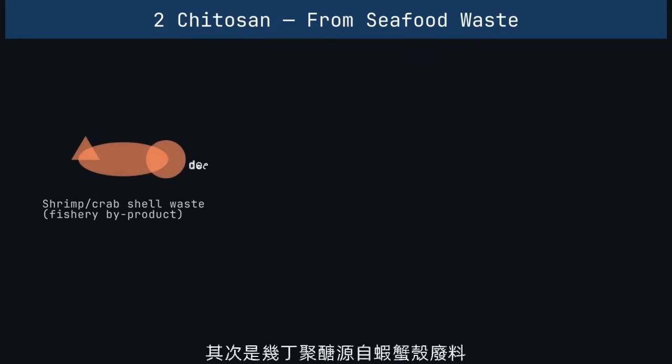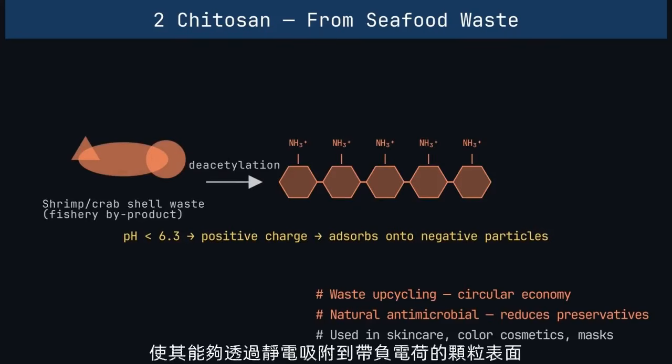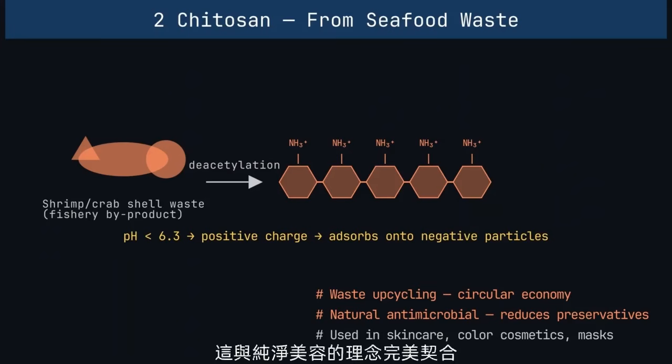Second, chitosan, derived from shrimp and crab shell waste. In acidic conditions, it carries a positive charge, allowing it to anchor electrostatically onto negatively charged particle surfaces. What makes it especially useful is its natural antimicrobial activity. It can reduce the need for synthetic preservatives, which aligns perfectly with clean beauty.